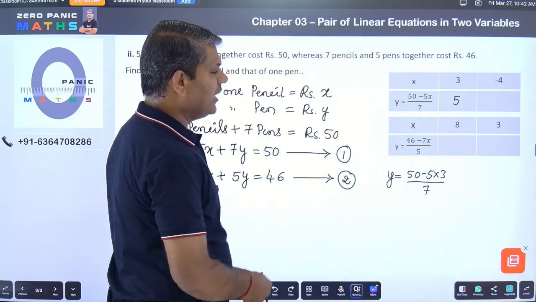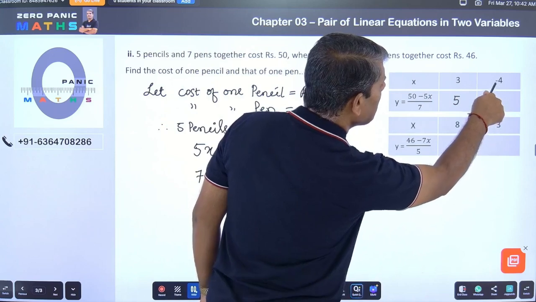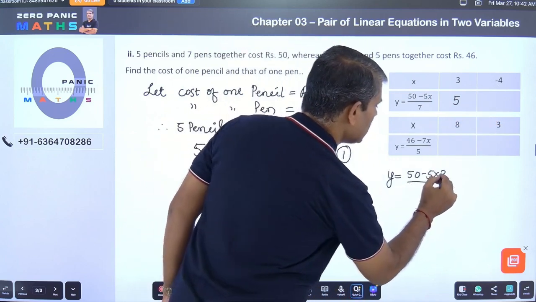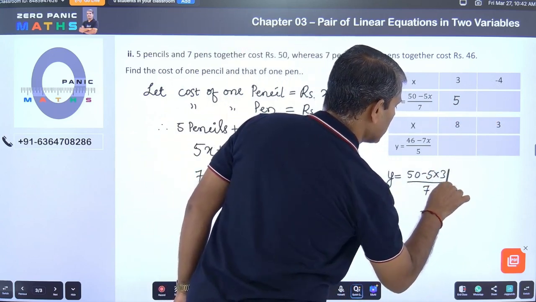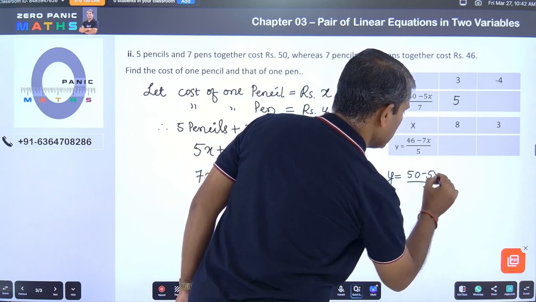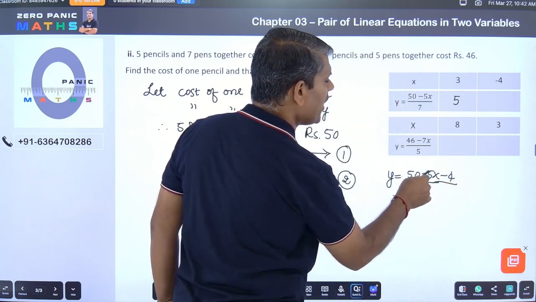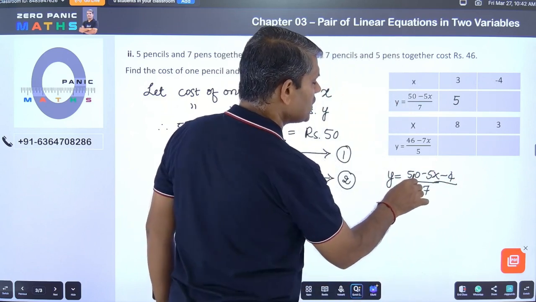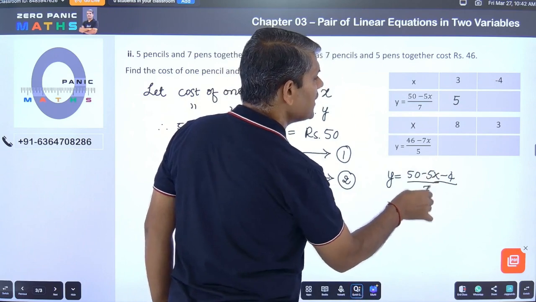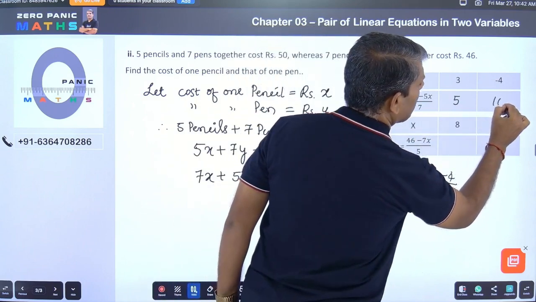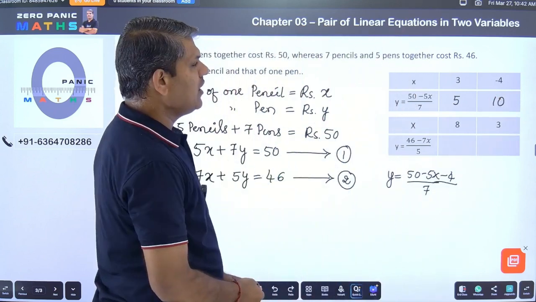Correct? Next, I'm putting minus 4 into it. So instead of this, it is minus 4. What is minus 4 into minus 5? Plus 20. That is 50 plus 20, 70, 7 tens are 70. Okay. That is the value given.